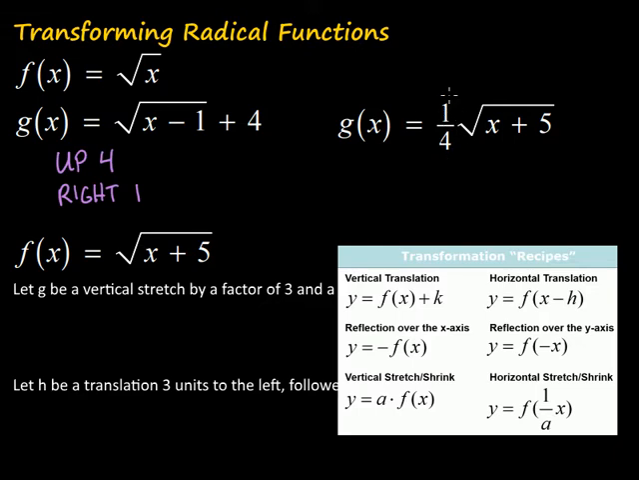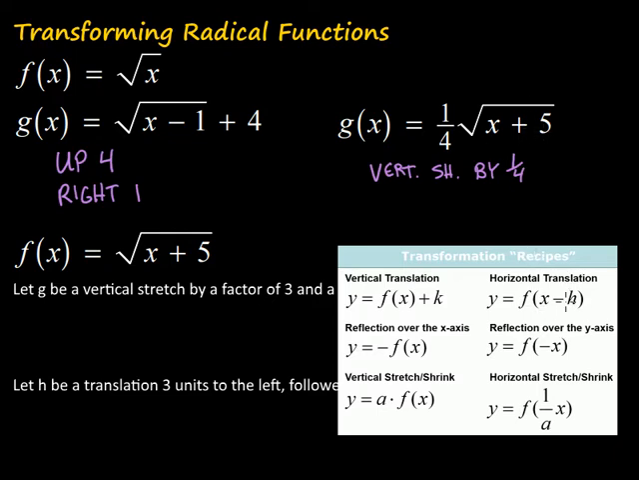Now this one we've got something multiplied out front. So is that this one or this one? Well, the out front multiplication, look at that right there, a times f of x. Since this is less than 1 and greater than 0, it's going to be a shrink, so it's a vertical shrink by a factor of 1/4. And then on the inside we have this plus 5 going on.